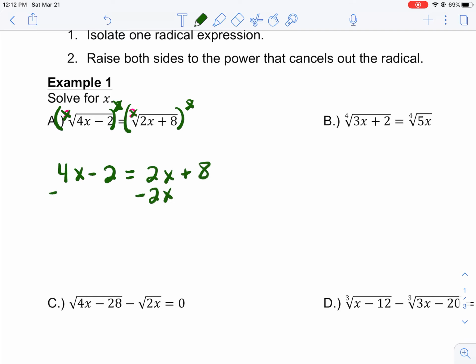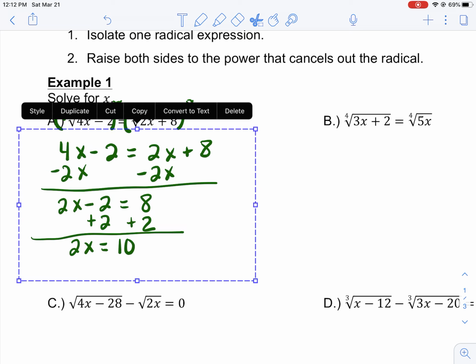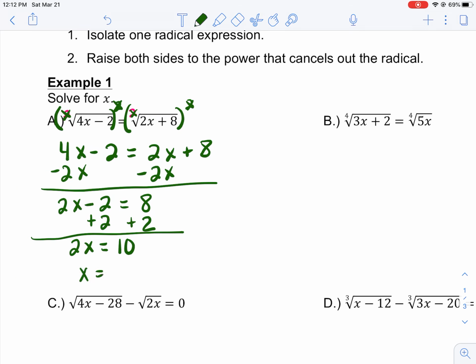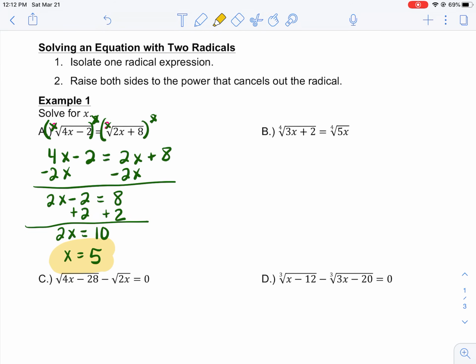Then we subtract 2x from both sides, and we get 2x minus 2 equals 8. Then we add 2 to both sides: 2x equals 10. And lastly, we divide by 2, and so x equals 5. So if you have a square root equal to a square root, just square both sides, and then it becomes a linear equation. Similarly, on part B, we have a fourth root equal to a fourth root.